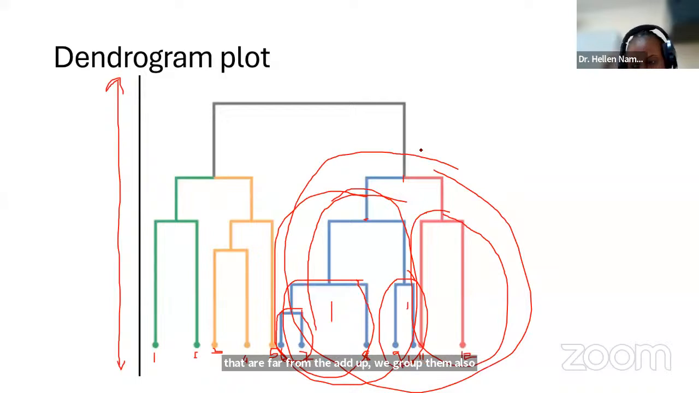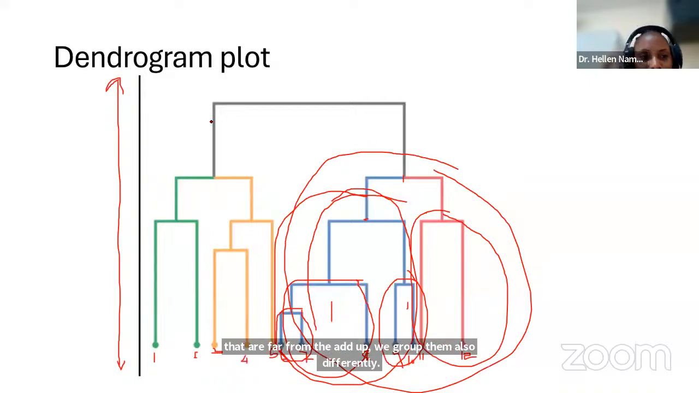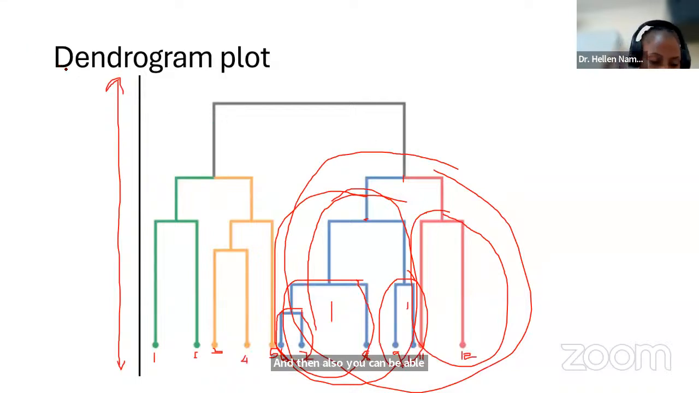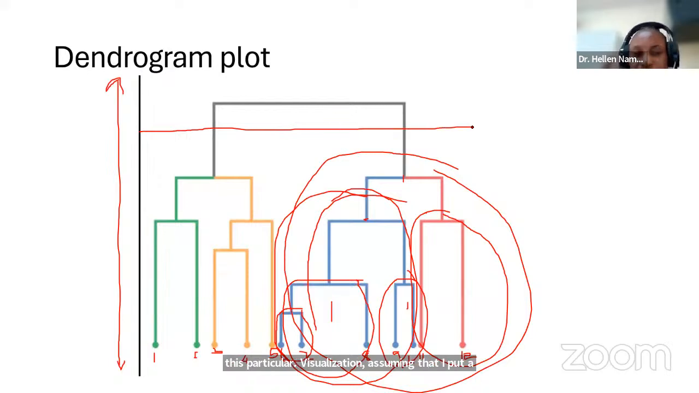And then also, with this particular visualization, assuming that I put a line here and then I cut off the upper part, then it implies that now I'm going to remain with only two clusters. I'll have this one here, and then I also have this other one on the left and then on the right.